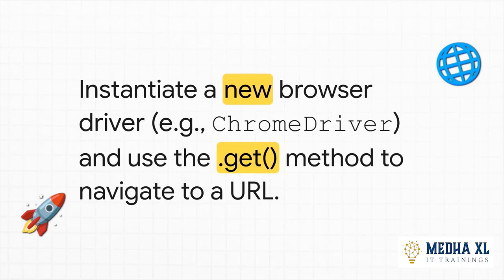So what's the absolute first thing you do in pretty much any automation script? You've got to open the browser. It's super straightforward. You create a new instance of a browser driver, in this case, a new Chrome driver, and then you just use the .get method to tell that browser what website to open.